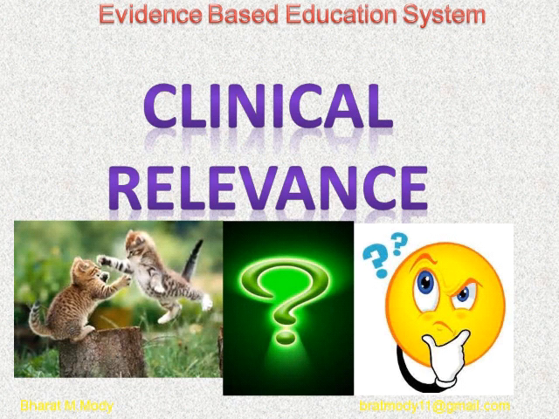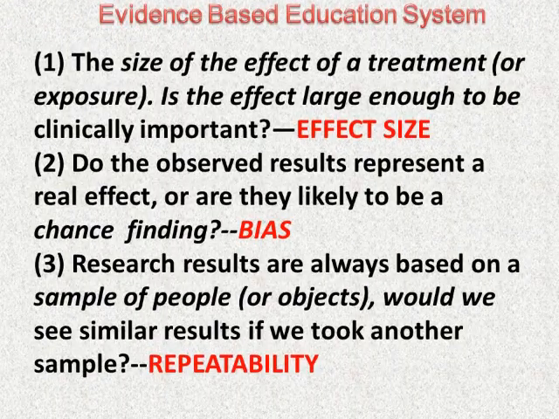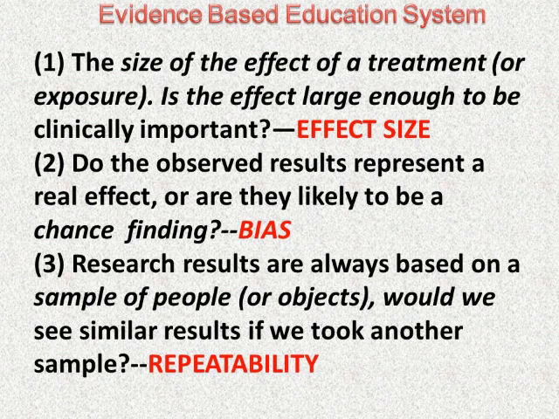Your research evidence is there. You have taken the system, and specificity, sensitivity, likelihood ratio and ROC curves have been used. So now let us see how it has been changed. The size of the effect of the treatment is called the effect size: how large it is or how small it is. Are the observed results a real effect, or are they likely to be a chance finding? That is the part of bias.